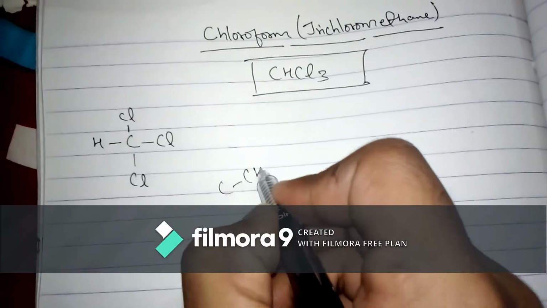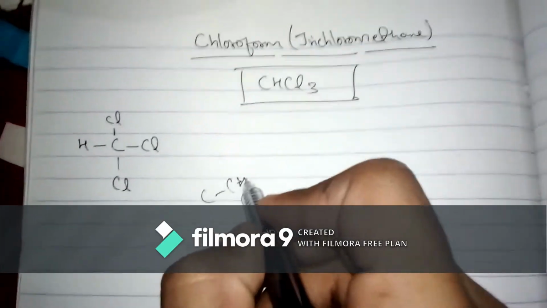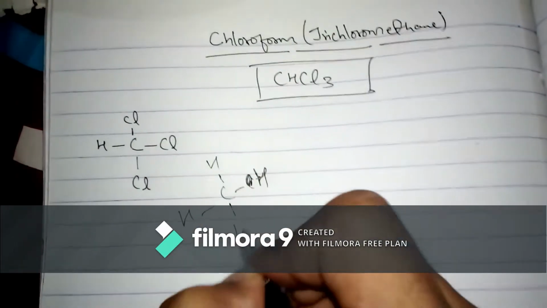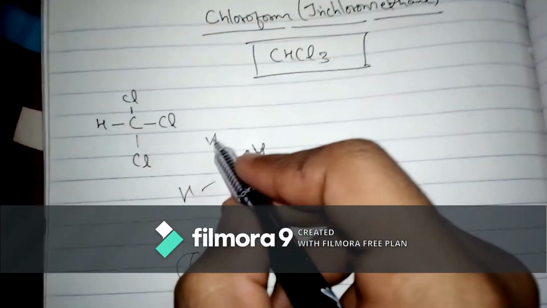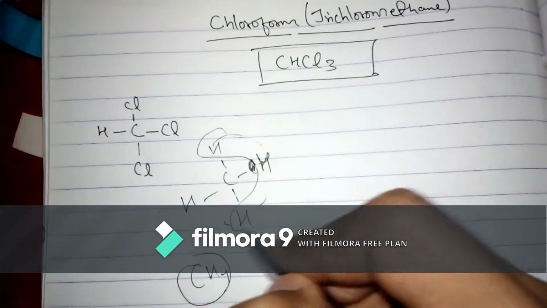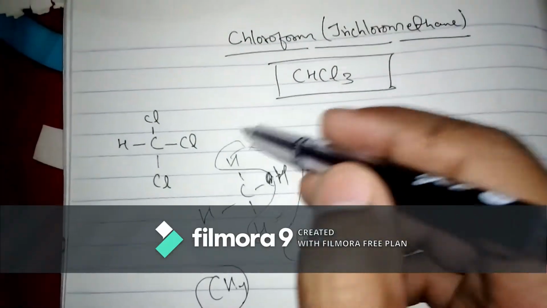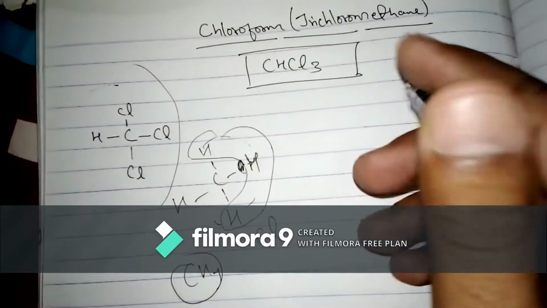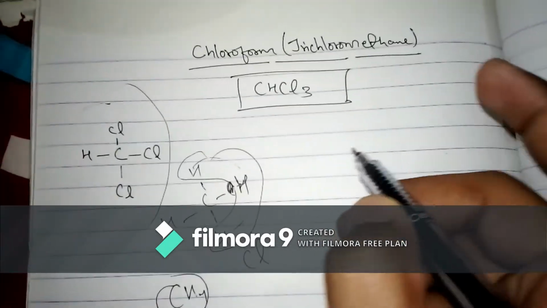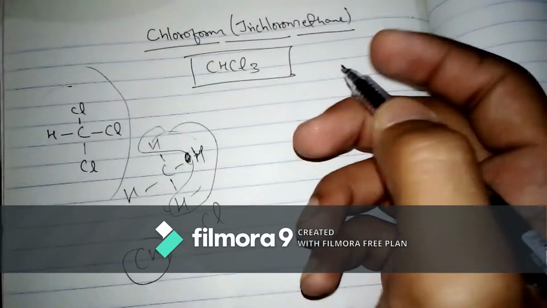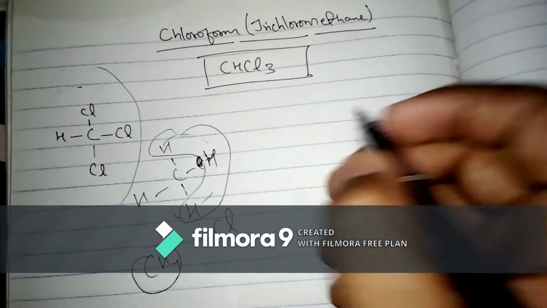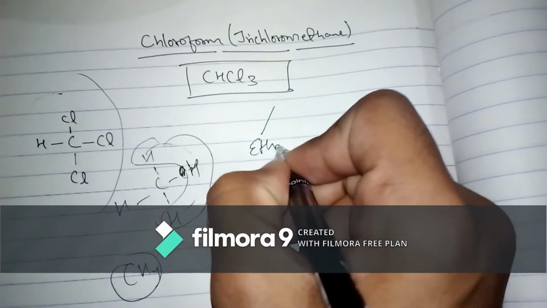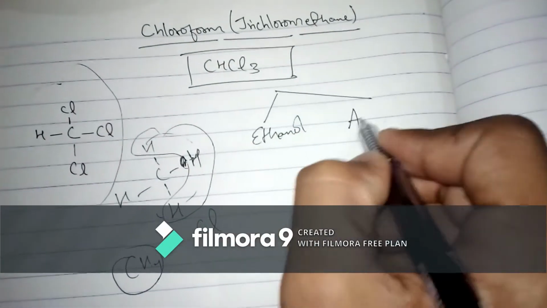This is methane, H, H, H and H. CH4 is methane, and by replacement of the 3 hydrogens of methane by chlorine, it forms trichloromethane or chloroform. Basically in the laboratory the chloroform is prepared by heating ethanol or acetone with a paste of bleaching powder. There are two ways, one from ethanol and one from acetone.